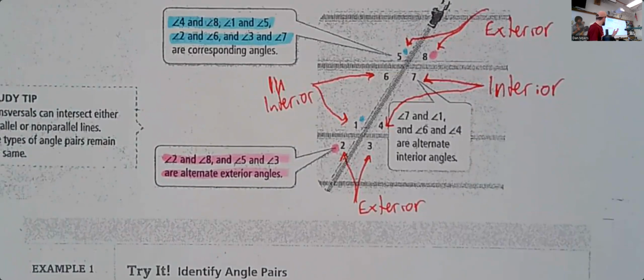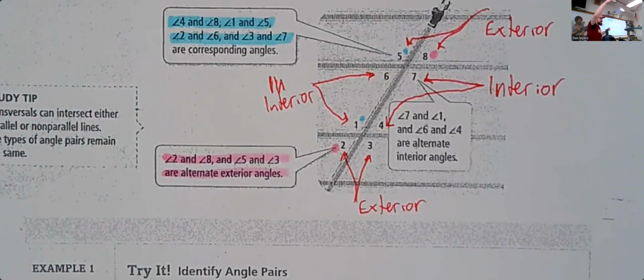Yeah, 5 and 3, and it looks like 2 and 8 are equal to each other. It looks like 5 and 3 are equal to each other, which is true. What do you think it means by, so exterior means it's on the outside, they're both outside. What do you think alternate means here? What's that? Well, they have the same angle measurement. What do you mean by not the same?